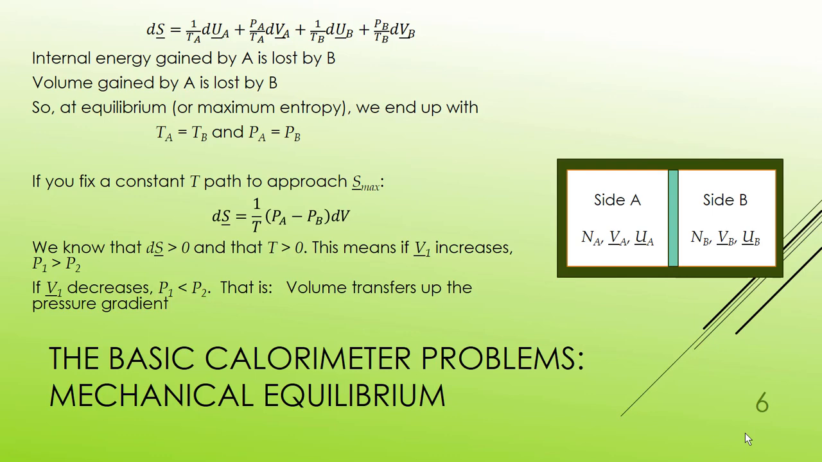Now if you fix a constant temperature path to approach this maximum entropy, then we see that the T's can be factored out, and so (PA minus PB) dV divided by that common temperature is going to be my change in entropy.